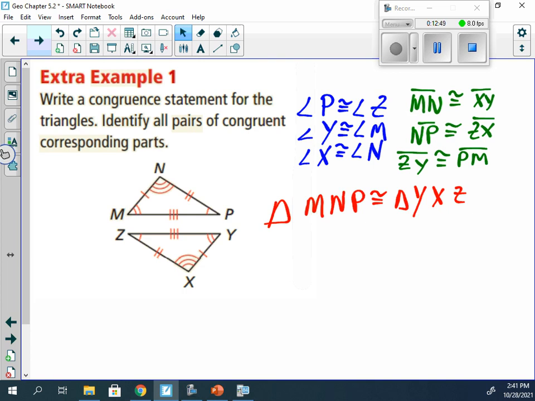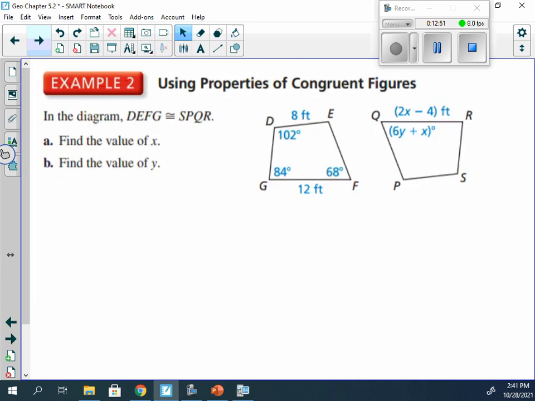The next one? Let's look at the next one. Now this here, because we said the corresponding parts are congruent, yes? Now they told us in the diagram, DEFG is congruent to SPQR. So that's telling me that angle D would be congruent to angle what? Because S came first, yes? Angle E came next. So it's going to be congruent to angle.